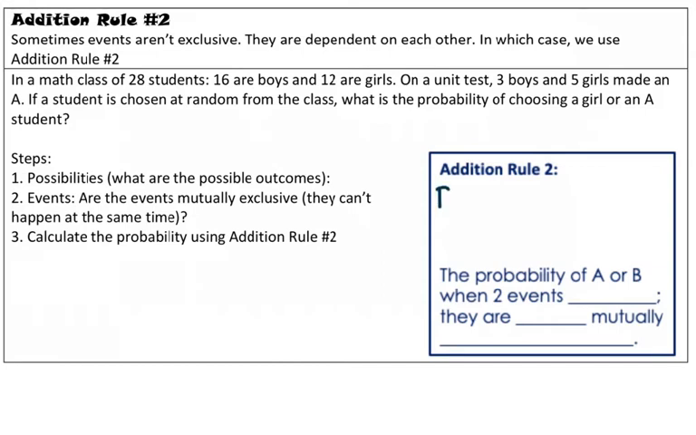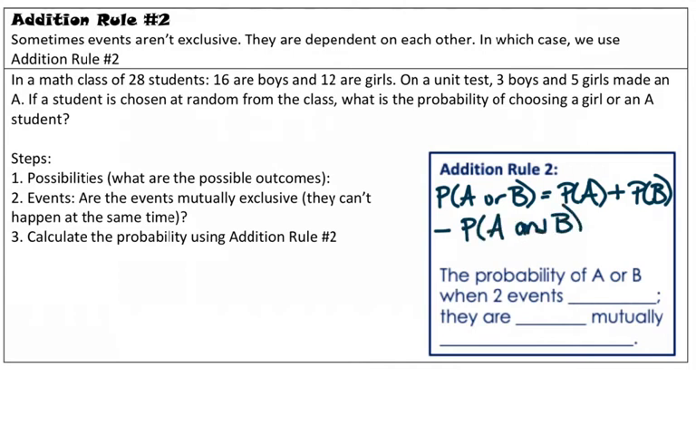The probability of A or B is equal to the probability of A plus the probability of B minus the probability of A and B at the same time. So in words, what this is saying, the probability of A or B when two events overlap, which means they can happen at the same time, they are not mutually exclusive. They can happen at the same time.